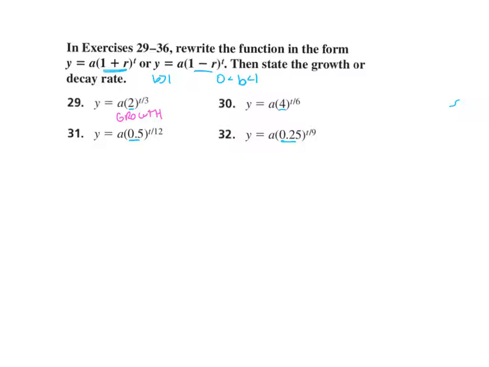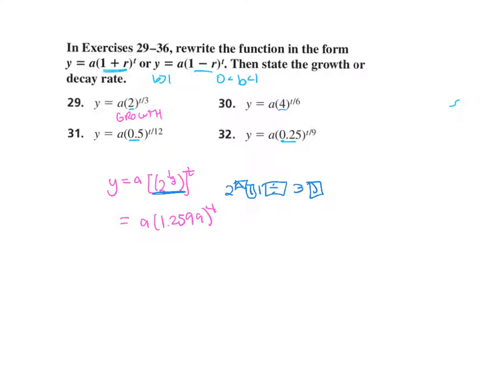So in order to do this problem, you do y equals a, and then you separate the 2 to the 1/3, and then raised to the t. Then you evaluate that, and when you plug it in, you get 1.2599 raised to the t. So you evaluate this with the calculator: 2 exponent, open parentheses, 1 divided by 3, close parentheses, and that's how you get the 1.2599. Again, rounding to 4 decimal places here.